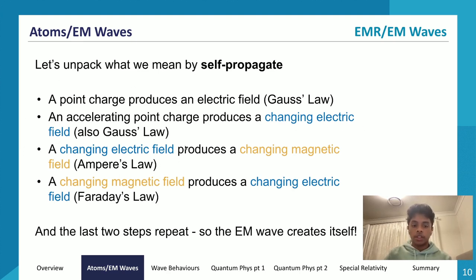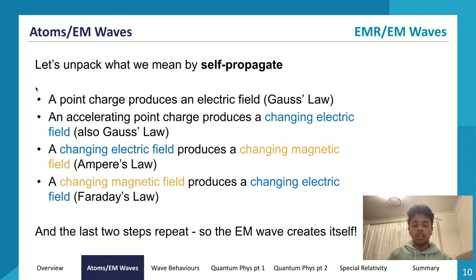A changing electric field will produce a changing magnetic field following Ampere's law, and following Faraday's law, a changing magnetic field produces a changing electric field. So if a changing magnetic field produces a changing electric field and a changing electric field produces a changing magnetic field, then these last 2 steps will just occur in a cycle. It's a repeating, ongoing loop. And as these last 2 steps repeat, that is how the process of EM wave self-propagation occurs.